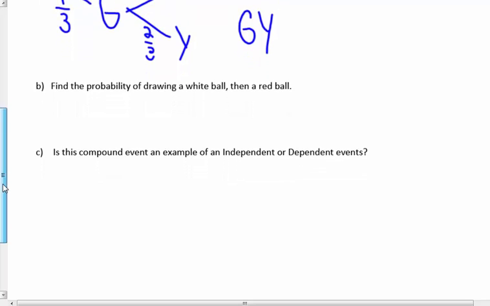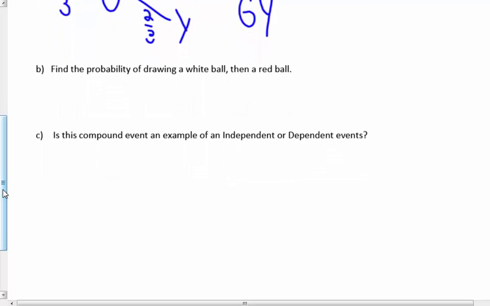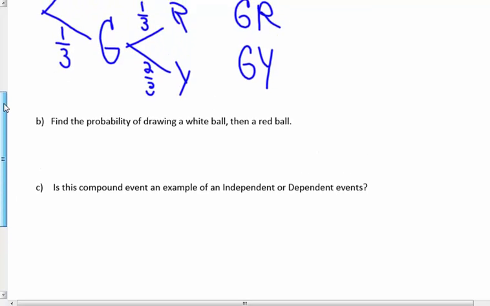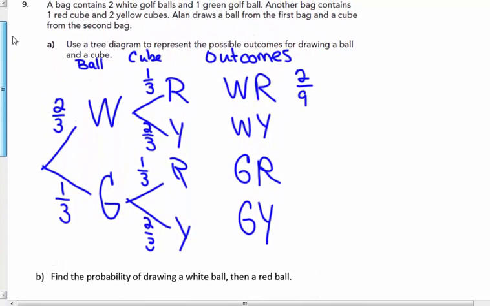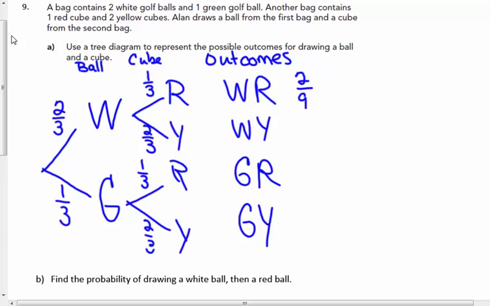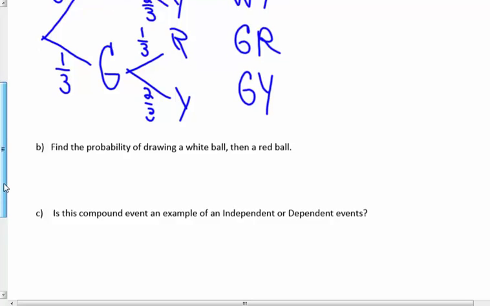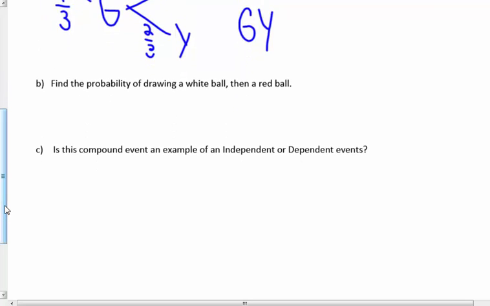Part C, is this compound event, meaning 2 things happening, an example of independent or dependent events? Does picking a ball have anything to do with picking the cube? Does it affect it? No, right guys? Because it's 2 separate bags. So it's independent. Good answer.